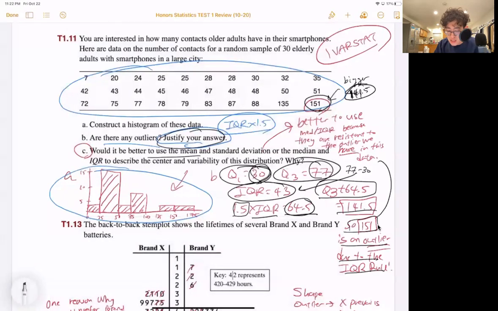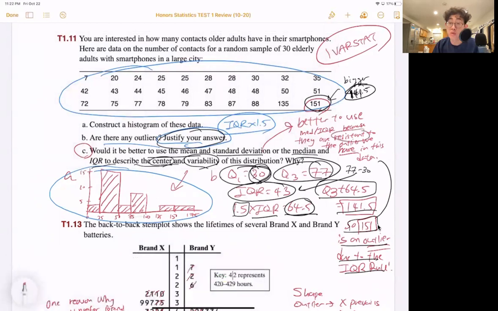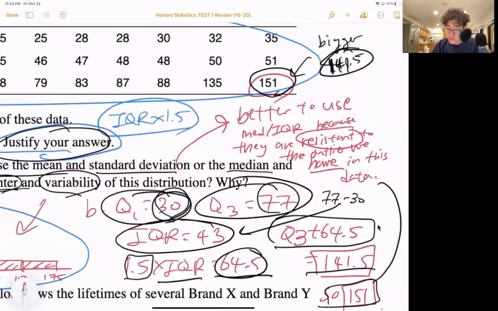Would it be better to use the mean and standard deviation, or the median and IQR, to describe the center and the variability? The magic word here is the word that starts with R, called resistant. We want to use median and IQR to describe the center and the spread for this one, particularly because they are more resistant to the outlier that we just calculated for part B.